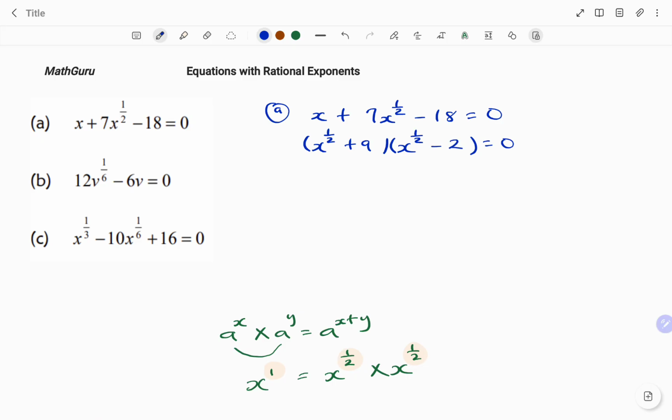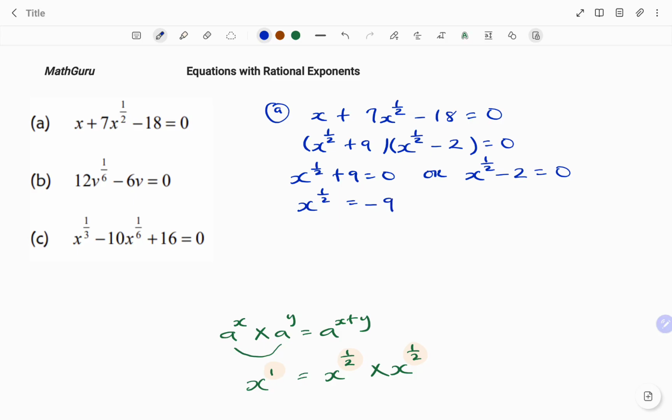So therefore, to solve, I have x to the 1 over 2 plus 9 equals 0, or x to the 1 over 2 minus 2 equals 0. I'm equating the two brackets to 0. I have x to the 1 over 2 equals negative 9, moving my 9 to the right hand side.